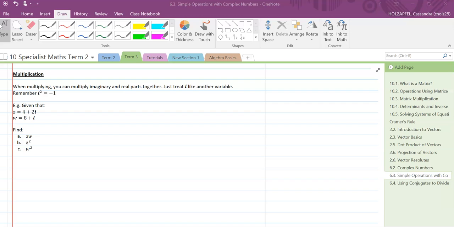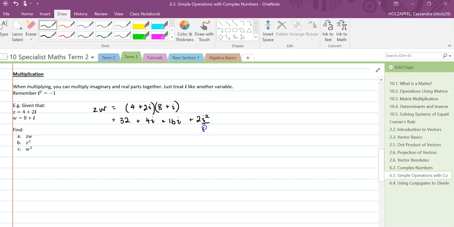So again, we've got the same two complex numbers as before. z is equal to 4 plus 2i and w is equal to 8 plus i. So let's find z times w. So z times w is going to be equal to 4 plus 2i times 8 plus i. So with this, we don't need to look at the real parts and the imaginary parts separately. 4 times 8 is going to be equal to 32. This is just using my distributive law. 4 times i is going to be equal to 4i. 2i times 8 is going to be equal to 16i. And 2i times i is going to be equal to 2i squared.